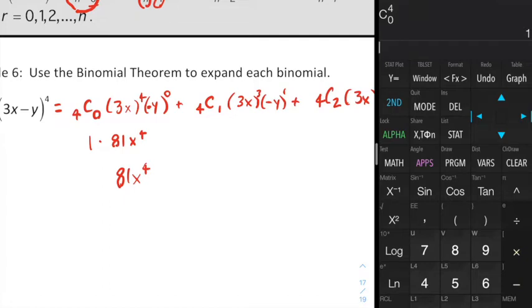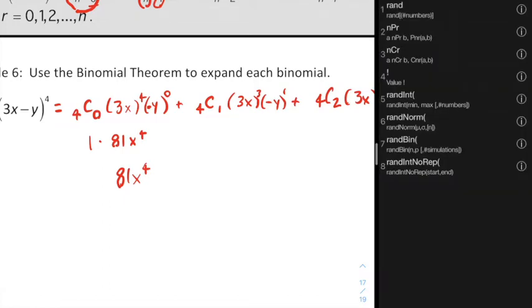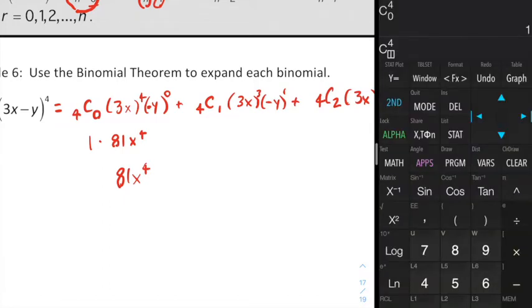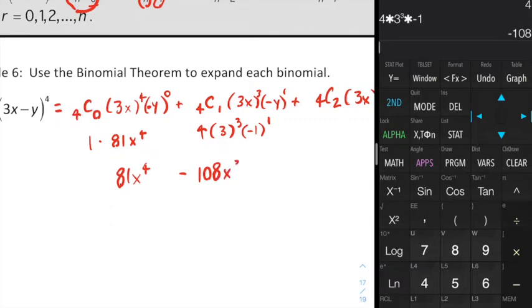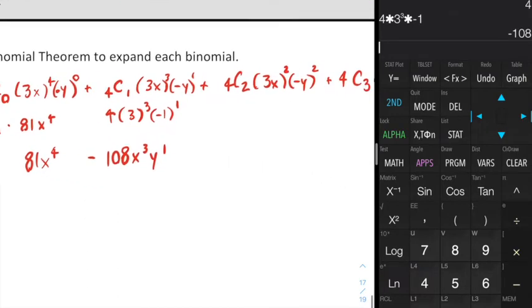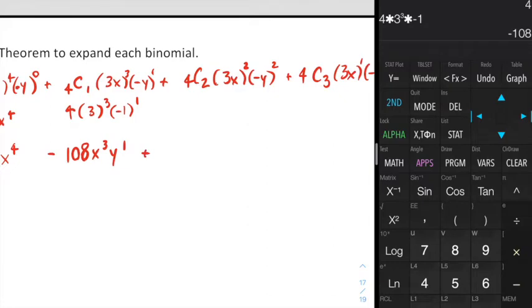Okay, next if you do 4 math, NCR, oh yeah, you can type in the number first if you want, and then do 1, you'll get 4. So then you'll have 4, 3 cubed, and then negative 1 to the first, and that'll come out to minus 108, and then that'd be x cubed, y to the first, and then rinse and repeat.